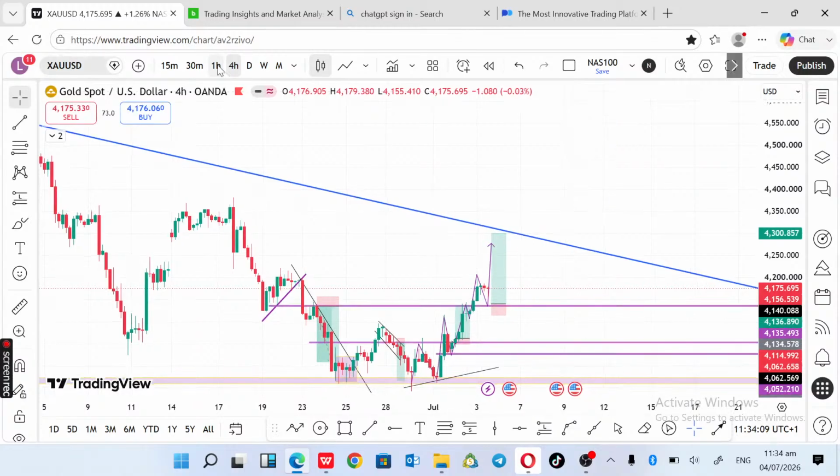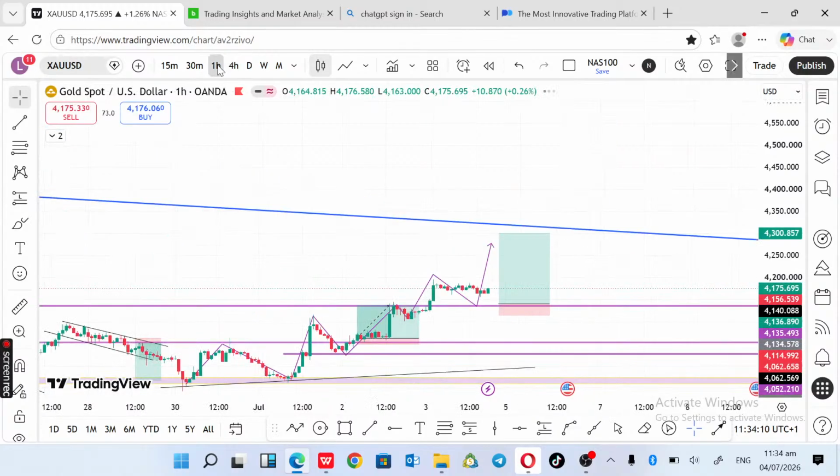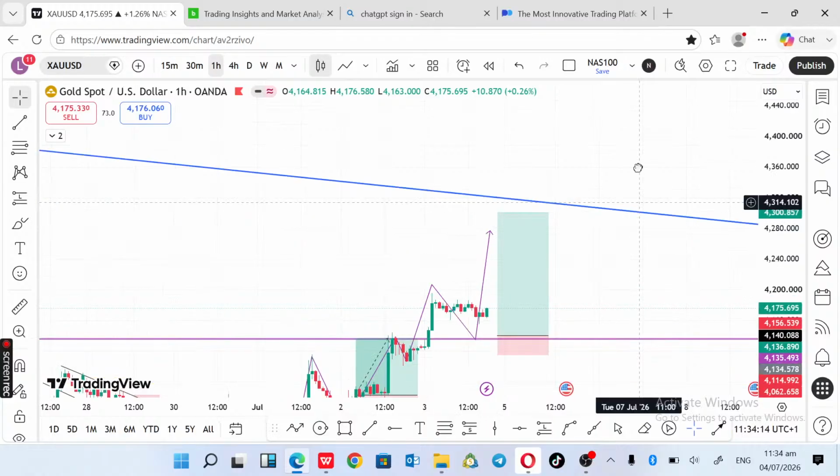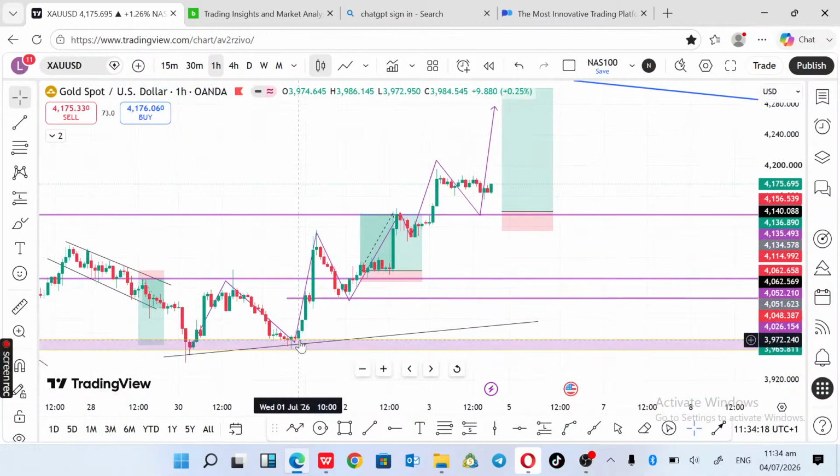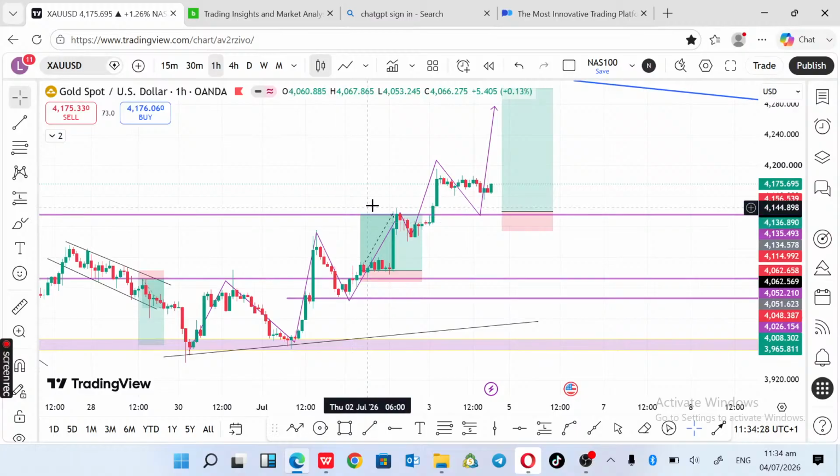Let's go to 1 hour. Look at my analysis for yesterday. When gold was here, I analyzed that it was going to come up. It broke it. This is higher low, higher high. It came down. We call it higher low. It went up again. We call it higher high. Came down. It went up. Now we are expecting it down here.